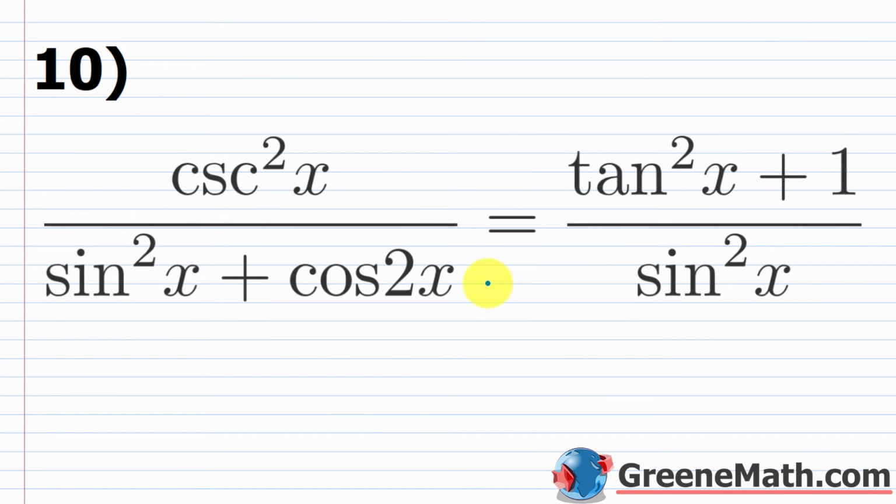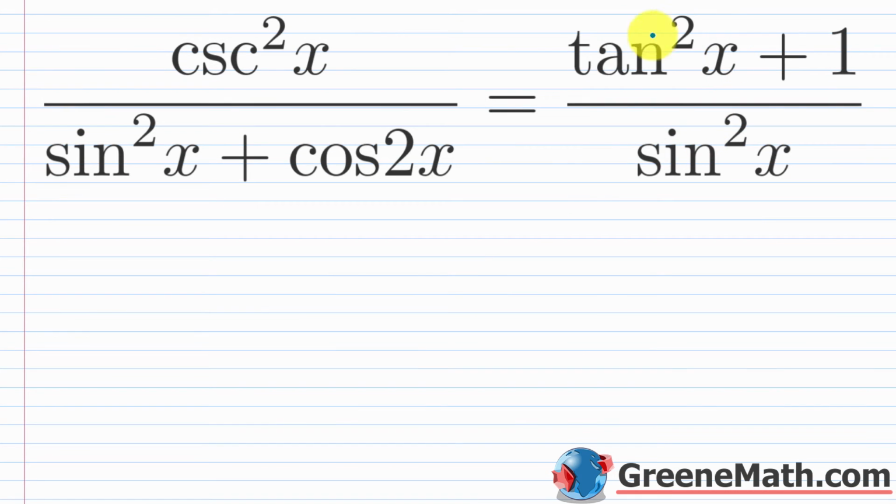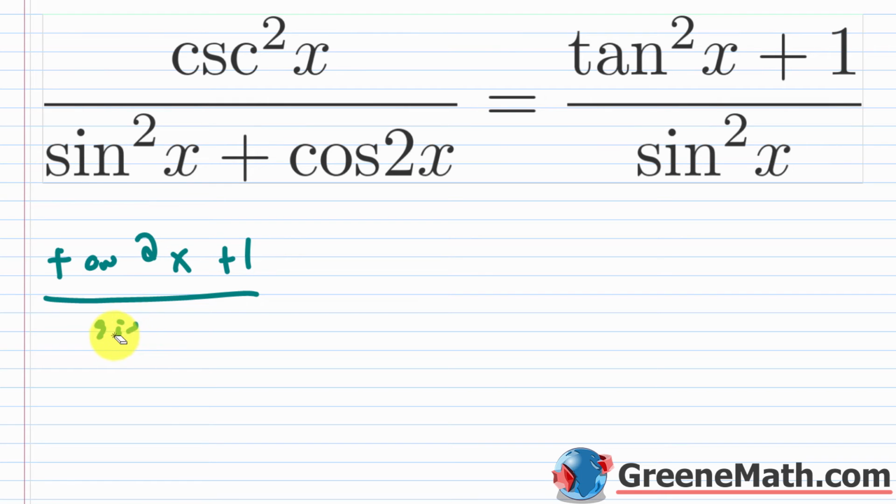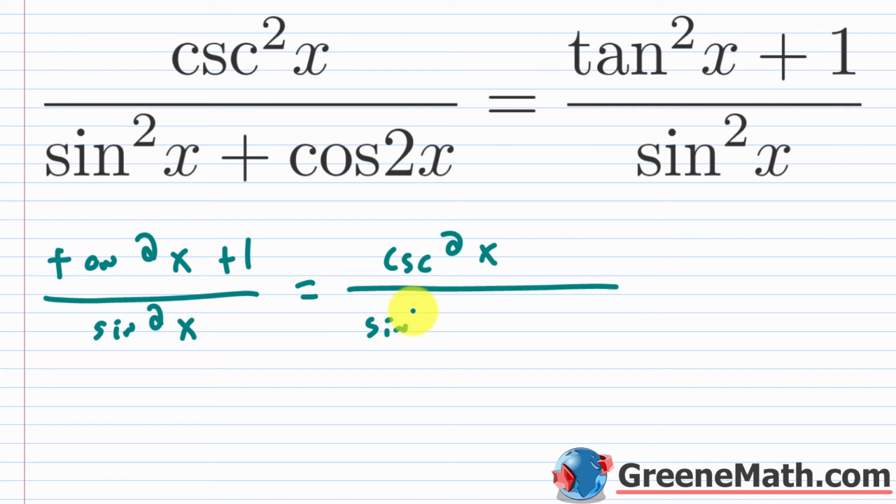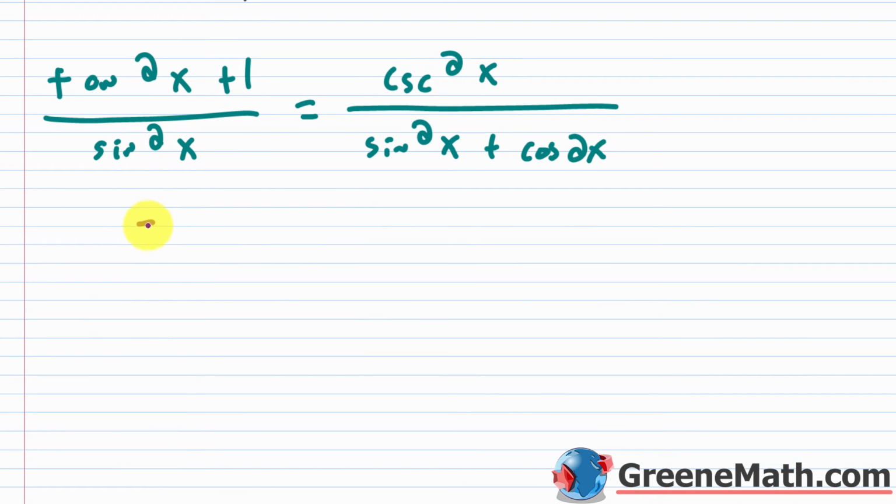All right, let's take a look at problem 10. Here we have cosecant squared x over sine squared x plus cosine of 2x. This is equal to tangent squared x plus 1 over sine squared x. All right, I'm definitely going to think this side is simpler. So let me write this again. So I'll say this is the tangent squared x plus 1 over my sine squared x. This will be equal to cosecant squared x over sine squared x plus cosine of 2x. Okay, let me put equals all the way over here.